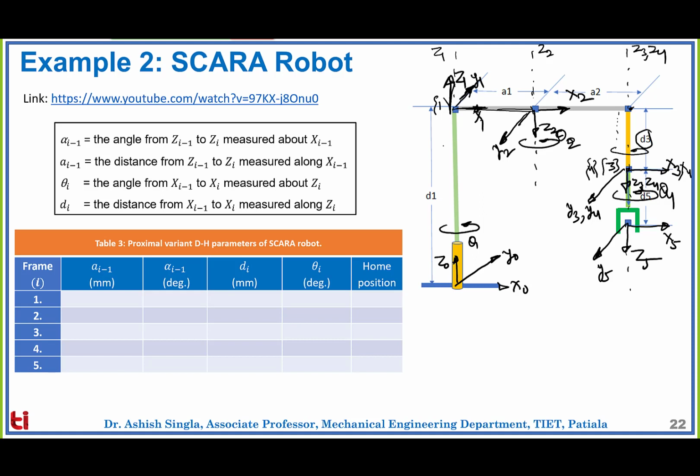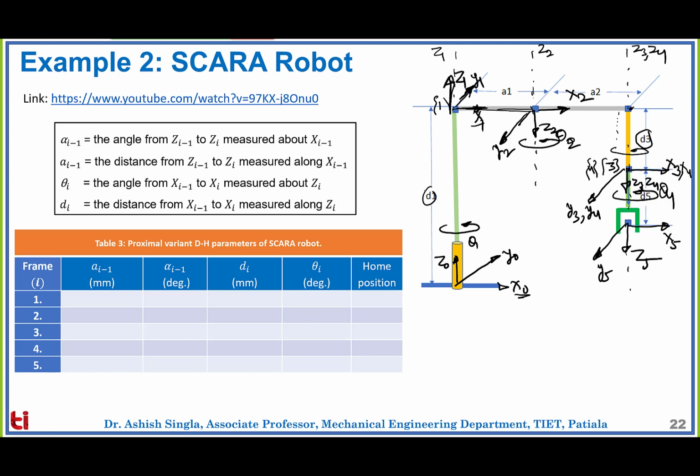So let's take the first parameter as the link length. So we have a(i-1). So the first entry says a0, which is z0 to z1 along x(i-1). So you can say this is x0, we have x1, so x0 to x1 along z0 we have d1. So this is the first link parameter.